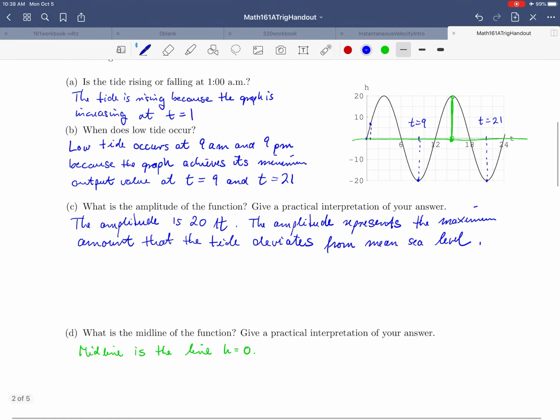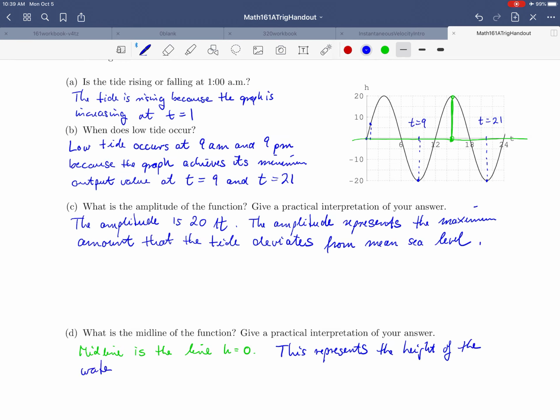Okay, so the midline, we already found it. It's the line h equals 0. And in this case, it represents the height of the water when the tide is at mean sea level. So mean sea level corresponds to height h equals 0. So this represents the height of the water when the tide is at mean sea level.